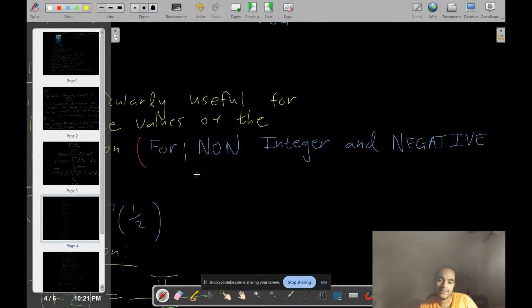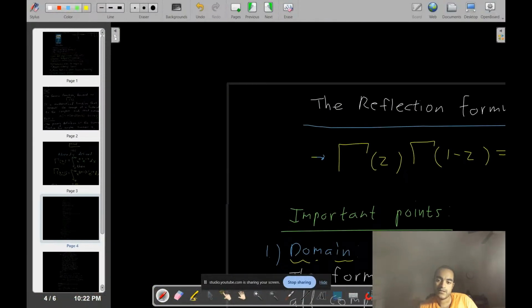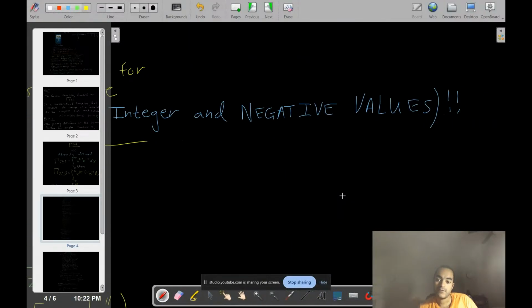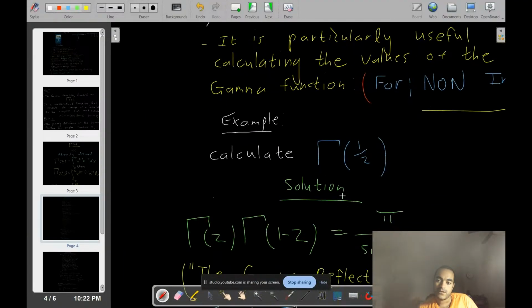non-integer and negative values. So non-integer means not a whole value, so fractional values, right? So 1/2, 3/2, and so forth. This equation can calculate it as well. Okay, this guy up here can calculate non-integer values. Okay, and for negative values, it can calculate negative values as well. Okay, so non-integer and negative values.